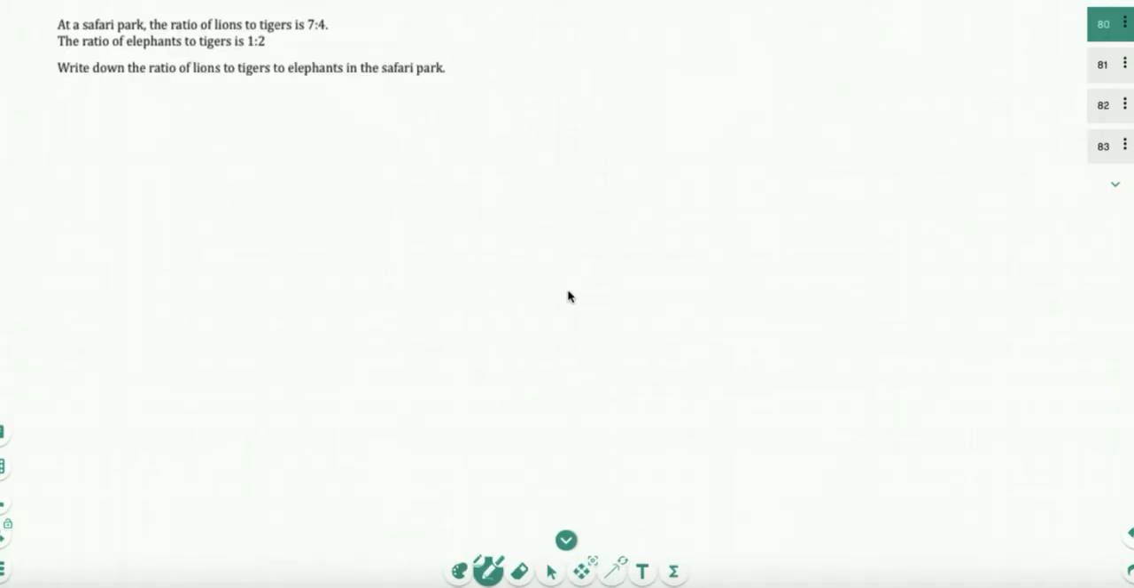All right, guys, next style of question. At a safari park, the ratio of lions to tigers is 7 to 4. The ratio of elephants to tigers is 1 to 2. Write down the ratio of lions to tigers to elephants. Okay, let's go sentence by sentence and let's illustrate. So lions to tigers is 7 to 4. And the ratio of elephants to tigers is 1 to 2.